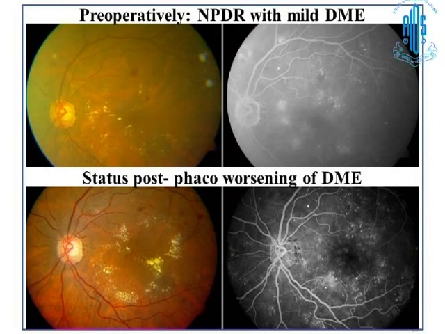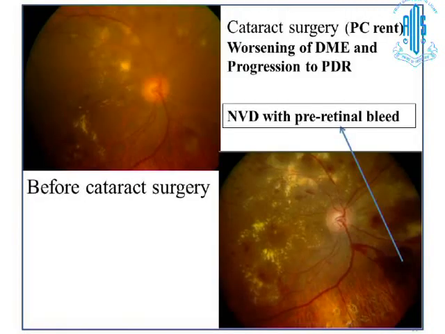This is to show that preoperatively there is non-proliferative diabetic retinopathy with mild DME. In the postoperative period, there was worsening of DME as shown in the lower picture. Here you see cataract surgery with posterior capsular rent, and in the postoperative period there is worsening of diabetic retinopathy. There is a pre-retinal bleed and neovascularization of the optic disc.